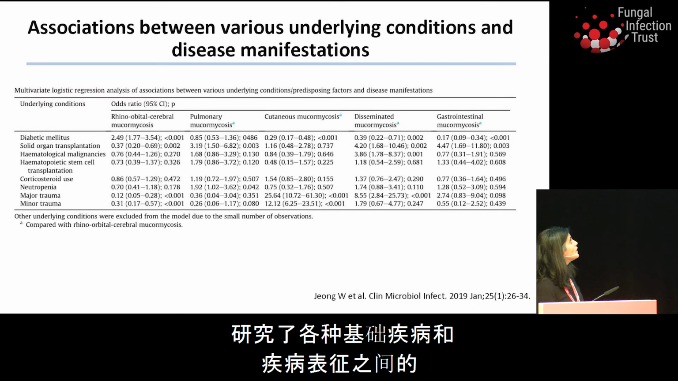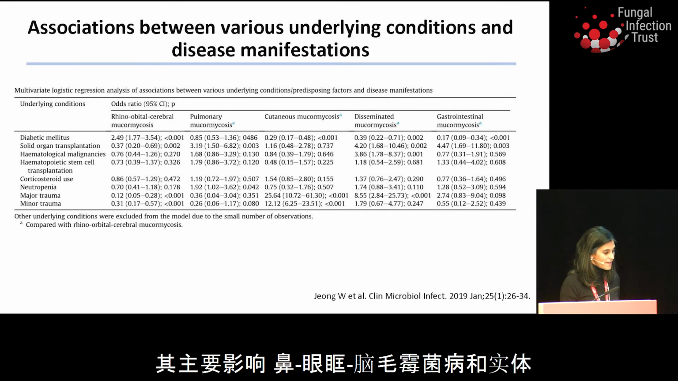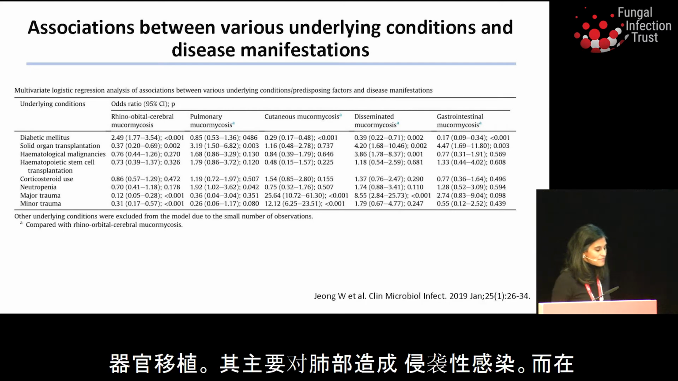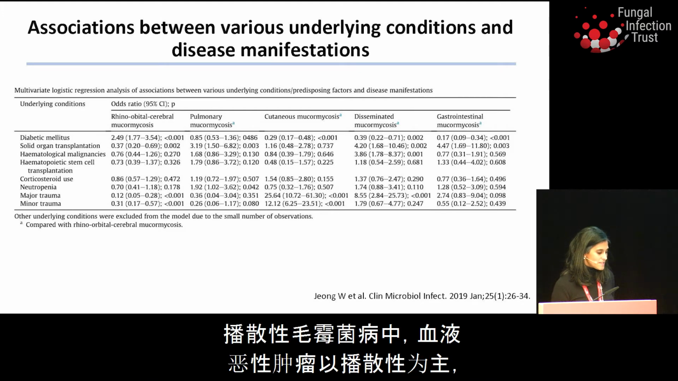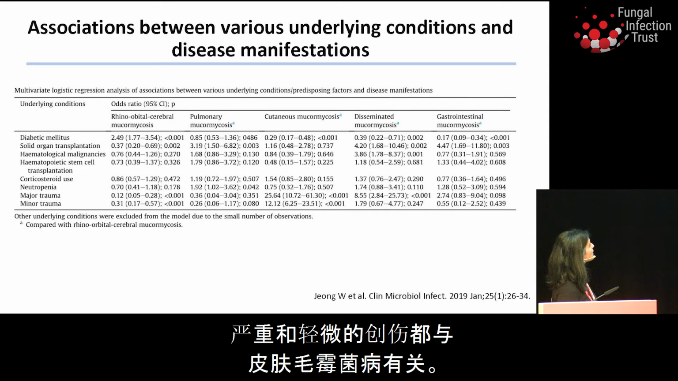So they also looked at the association between various underlying conditions and disease manifestations. Particularly for diabetes, it mainly affects renal-orbital cerebral mucormycosis. Solid organ transplantation mainly causes an affection of the lung and disseminated mucormycosis. Hematological malignancies mainly cause disseminated disease, and neutropenic patients have pulmonary mucormycosis. And what we could imagine is that major and minor trauma are associated with cutaneous mucormycosis.